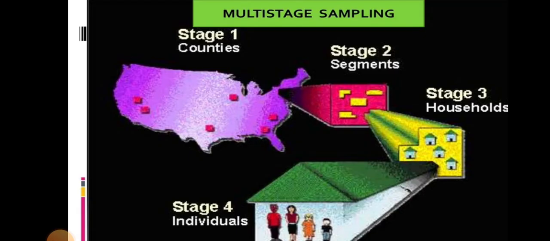Like in multi-stage sampling, the first stage will be countries. From countries we are categorizing, sample size sampling is done, and we went to the segments, various segments. From segments we went to the households, and from households we went to the individuals of the household. So this comes under multi-stage sampling. So various stages are involved here for the sampling.